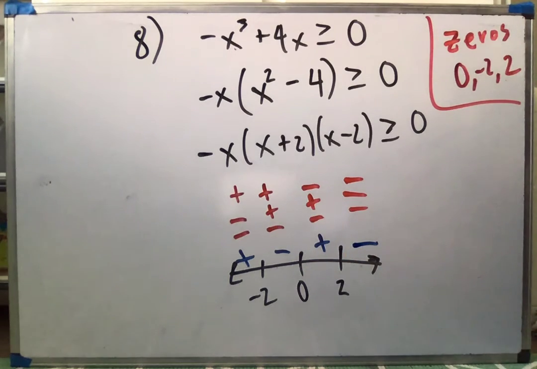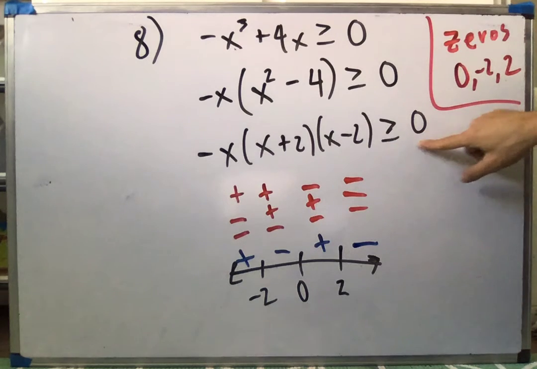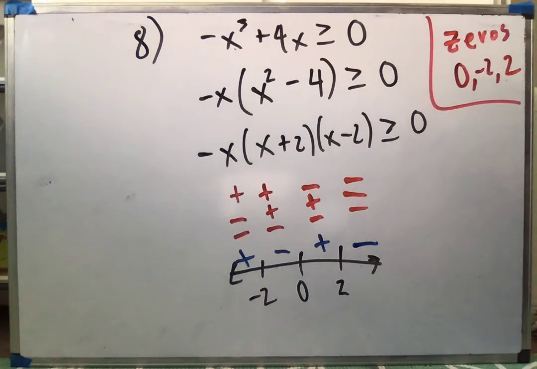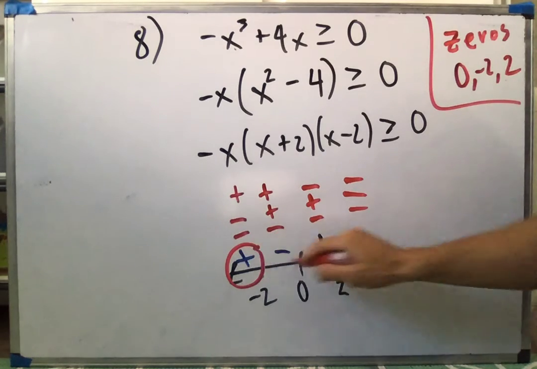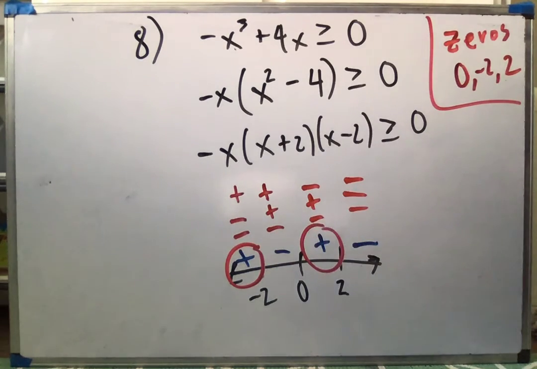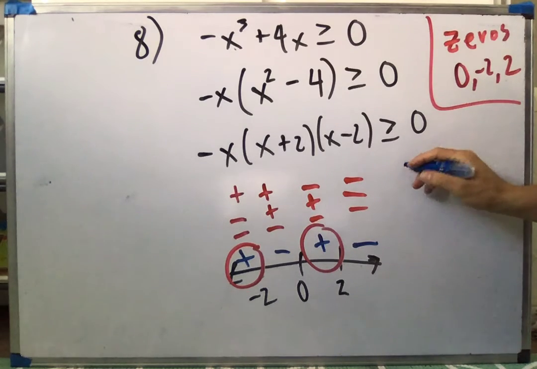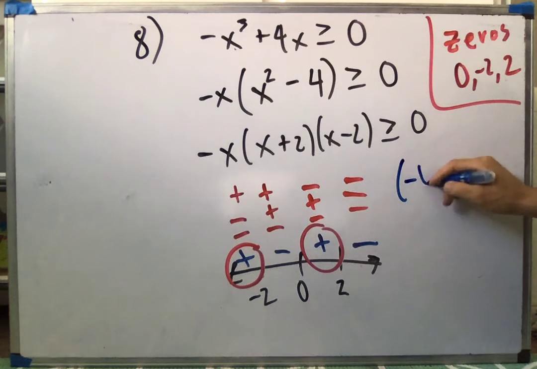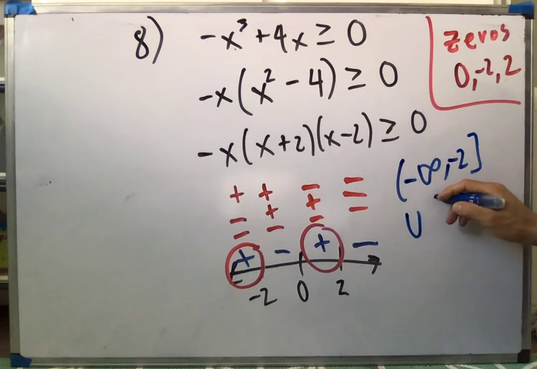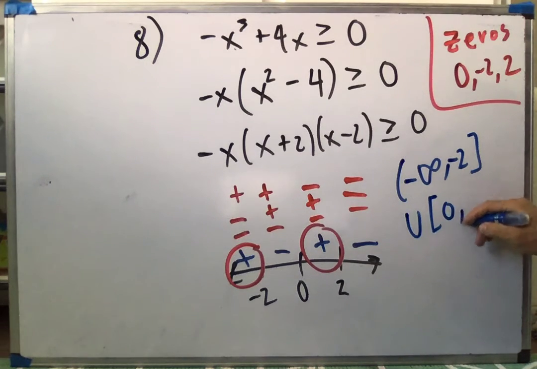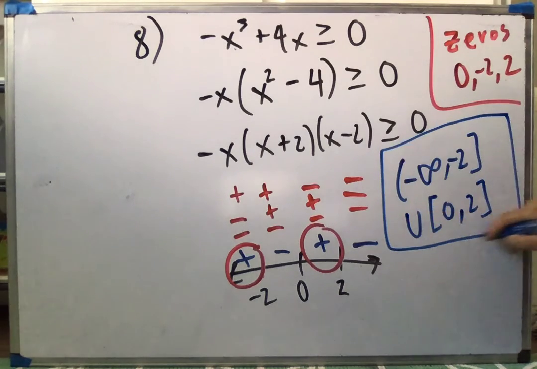So now I go to answer my question. When is the thing bigger than or equal to 0? I want all the positive sections. So that's this section and this section. Now, greater than or equal to means I'm going to include the boundary points. So as an interval, it's going to look like this: negative infinity up until negative 2, including negative 2, and then union that with from 0 to 2. So that's my answer right there, using a sign chart.